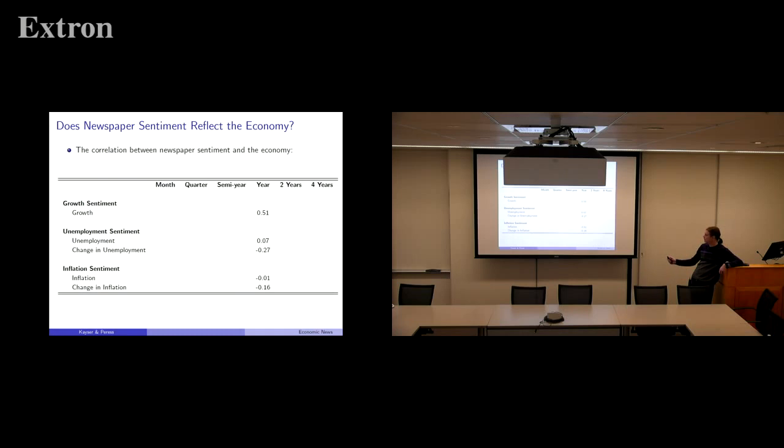Now here we just arbitrarily picked a year. We can try different windows to see what the sentiment is actually responding to. I just highlighted the correlations that are biggest. What you can see is that a year seems to be the right window of time in terms of having the best fit. It seems like the newspapers are reporting how the sentiment is related to how the economy is doing over the last year.